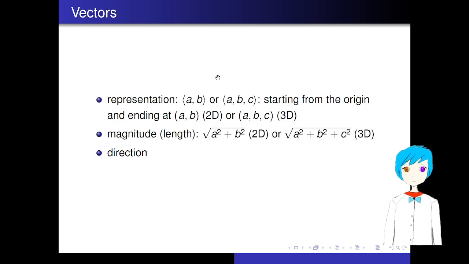There are two factors that shape the vector. The magnitude, which is also called the length, for the 2D case is the square root of a squared plus b squared. For the 3D case it is the square root of a squared plus b squared plus c squared. Also, we have the direction in order to describe the vector.